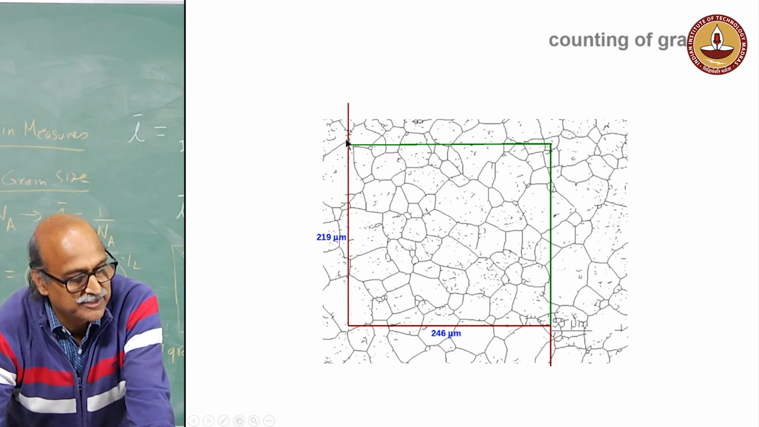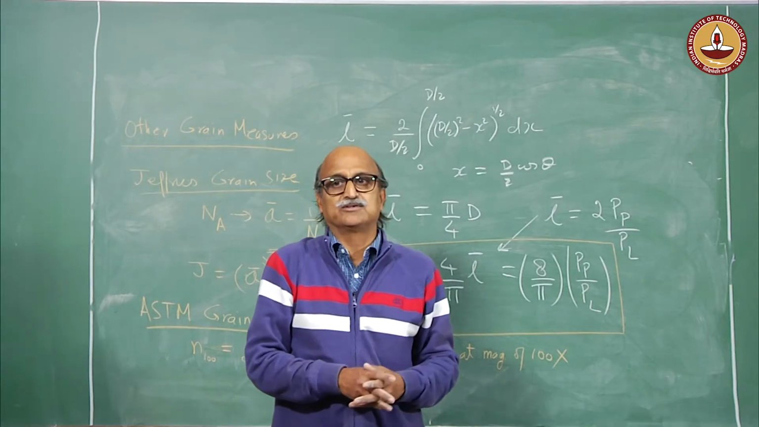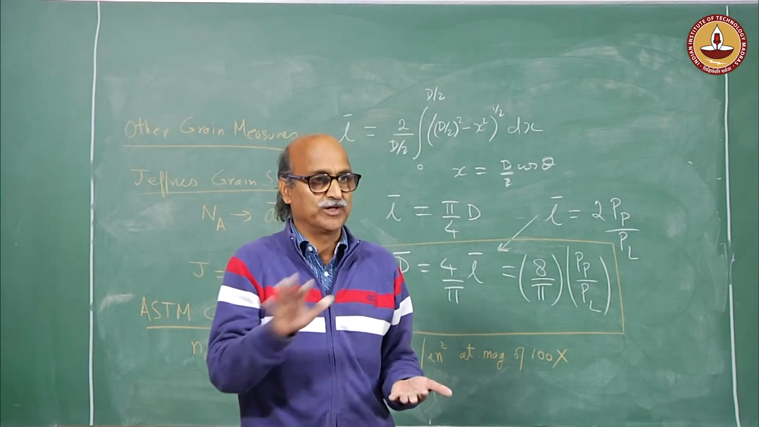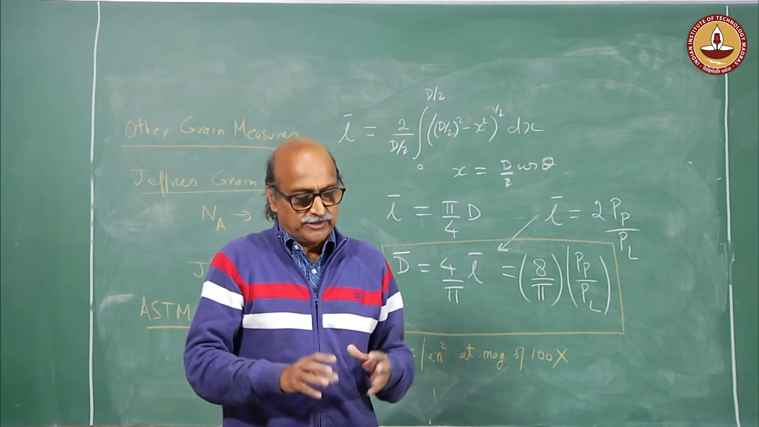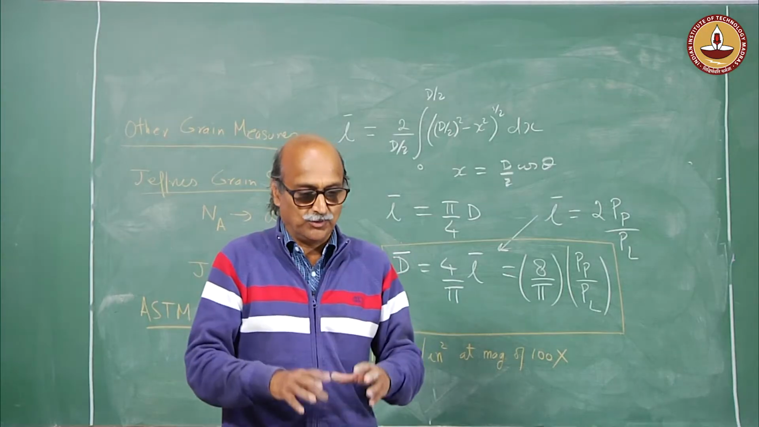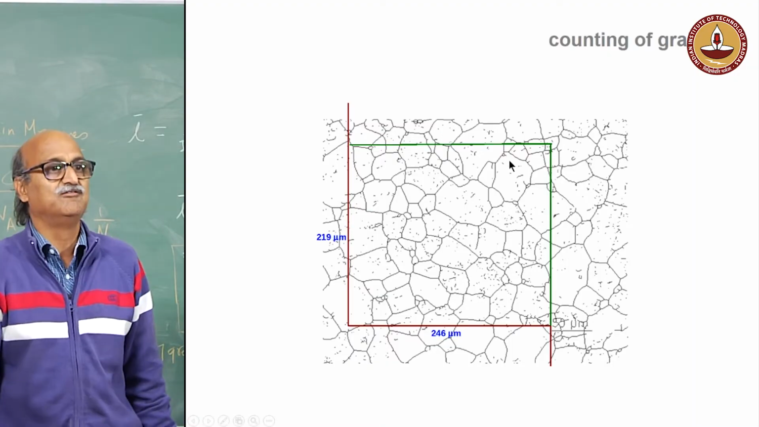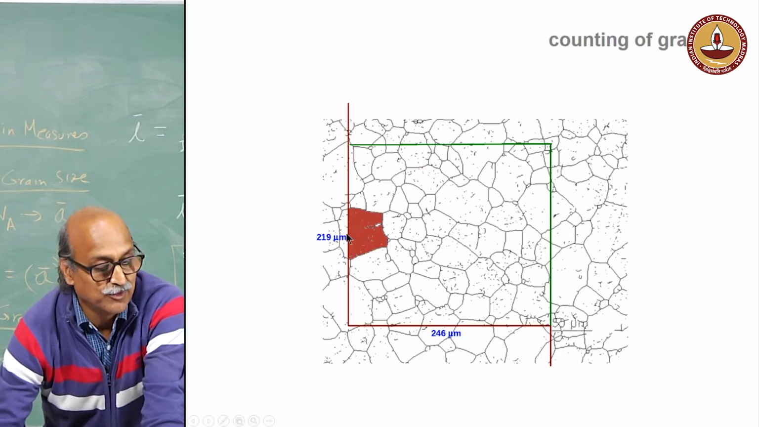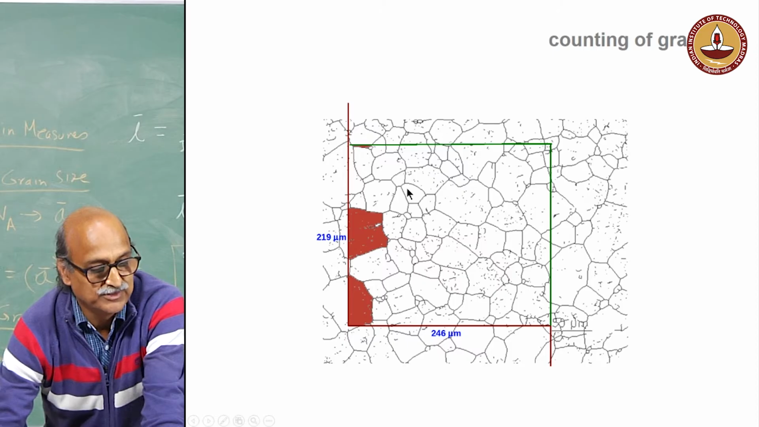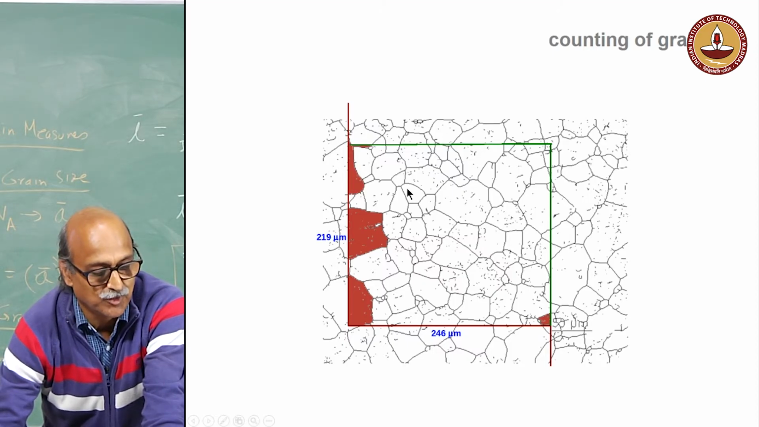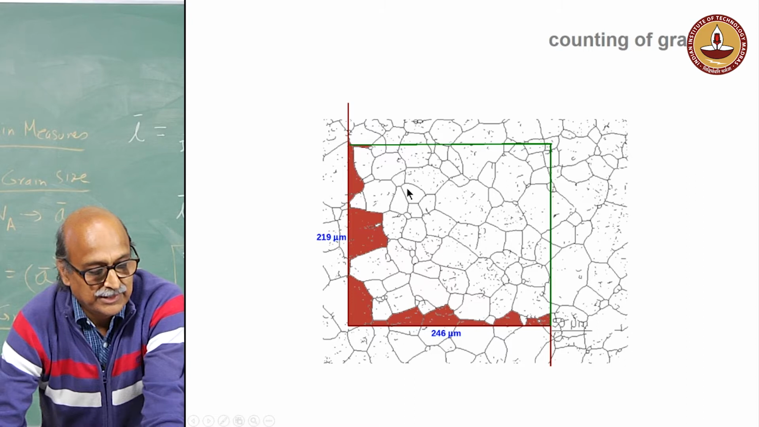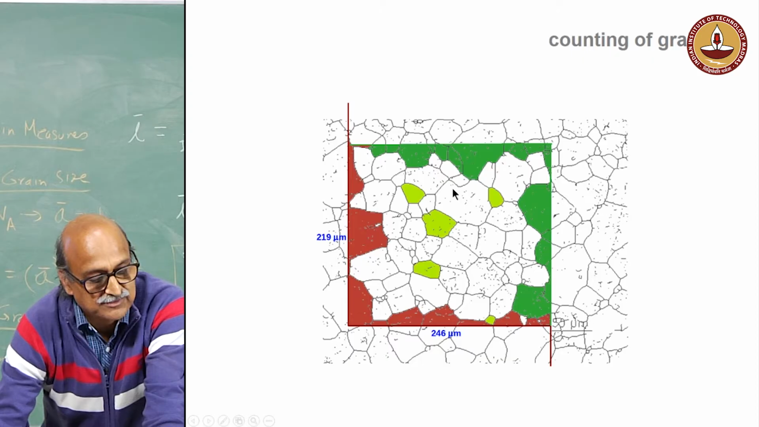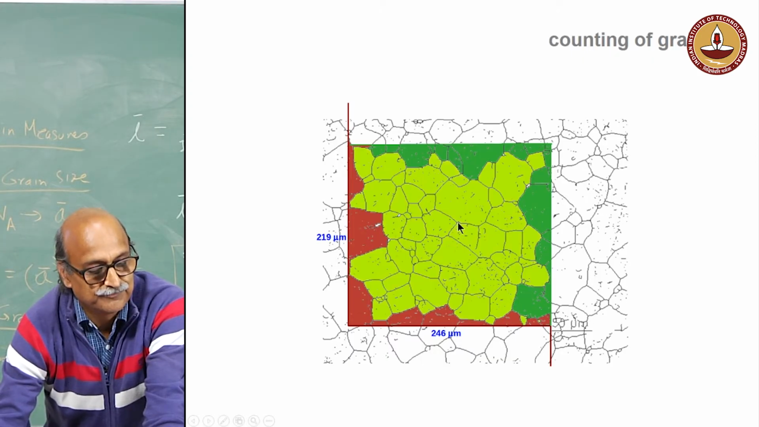Here the red line represents what is called the exclusion zone: any grain which touches the red line will not be counted. All grains which are completely inside count as whole, and all grains which touch only the green line will be counted as whole. Going with this, I will not count this grain. All of these grains which are marked red will not be counted. These grains will be completely counted as whole. Grains completely inside will be counted.